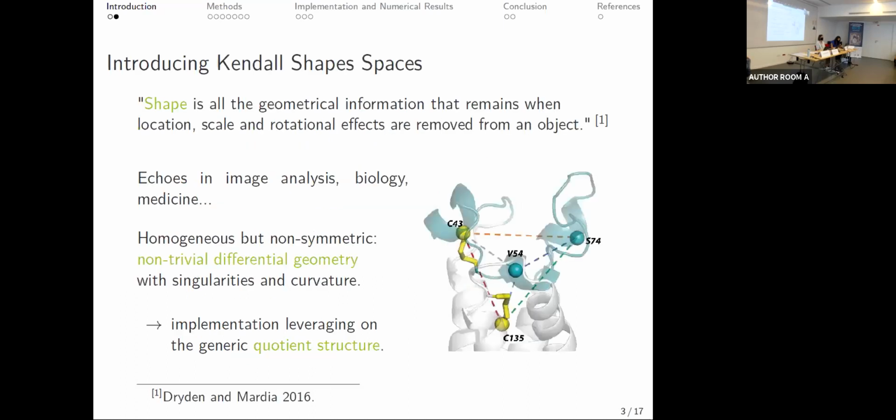So why Kendall shaped spaces? They are used mainly in applications for image analysis or biology. But from the mathematical point of view, they are really interesting because they carry a non-trivial differential geometry, for example non-symmetric geometry, and also present some irregularities like singularities. What we wanted for these spaces is a method which clearly leverages the generic quotient structure, to lead to a more general version of the methods.